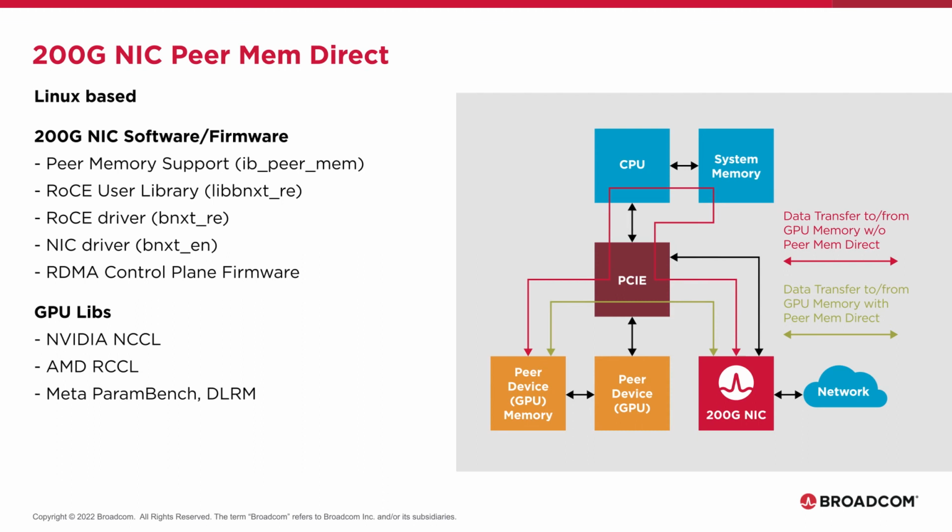This module is provided by Broadcom. The IB-PeerMem module communicates with the peer device driver, such as a GPU driver, that is provided by the device vendor. The PeerMem Direct feature can be exercised via NVIDIA's NCCL, AMD's RCCL, and Meta's ParamBench and DLRM libraries and many more. There are two approaches available for PeerMem Direct. First is a proprietary approach via the use of the IB-PeerMem module. The other is the DMA-buf mechanism of buffer sharing and synchronization, which is proposed by the open source community.